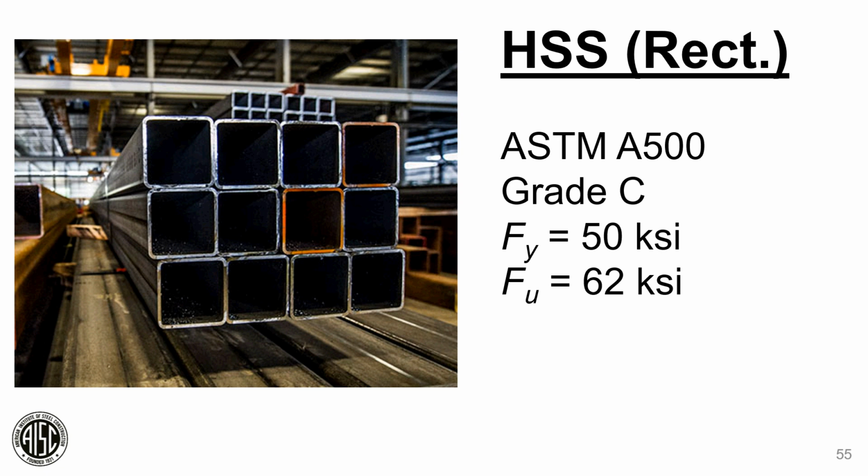Take advantage of it. In fact, you're going to find out that even if you specified A500 grade B, when the mill test report is received, it'll probably say A500 grade B/C, which means it meets all the requirements of C, because if you meet the requirements of C, you also meet the requirements of B. Take advantage of the added strength.